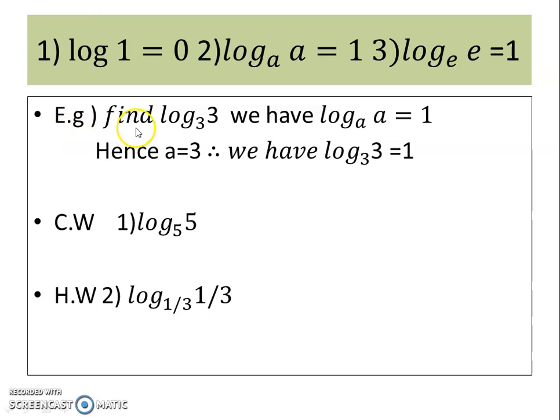First example, find log 3 to the base 3. First we must verify that the base and number are the same in the given example. So we have log a to the base a is equal to 1. We put a equal to 3. So we derive the value log 3 to the base 3 is equal to 1. Just take these examples for classwork and homework: log 5 to the base 5, log 1 upon 3 to the base 1 upon 3.